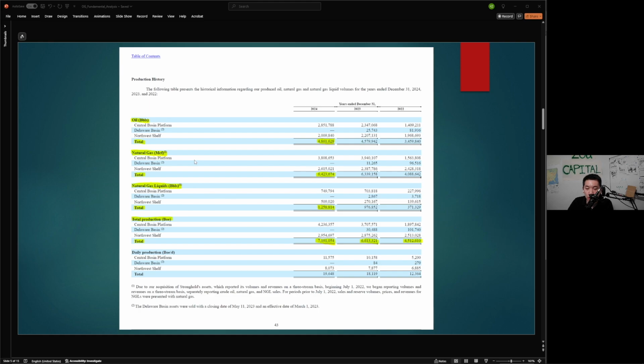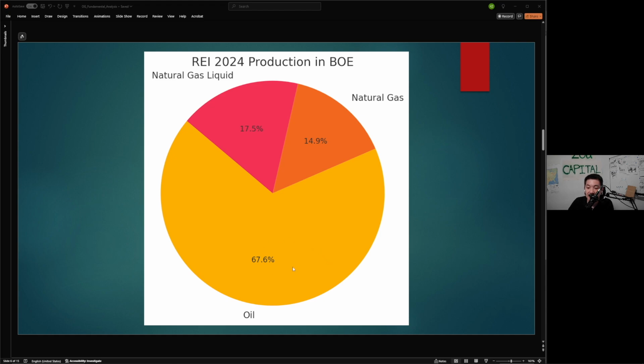Coming back to the total production page, to convert this natural gas number to BOE, you will have to divide this by 6. If you do the math, then Ring Energy is actually very oil focused. Their total production is about 67.6% oil, 14.9% natural gas, and 17.5% natural gas liquids. Why does this matter? It matters a lot to us investors because with this, we will be able to determine which commodity price changes will impact them more than the others.